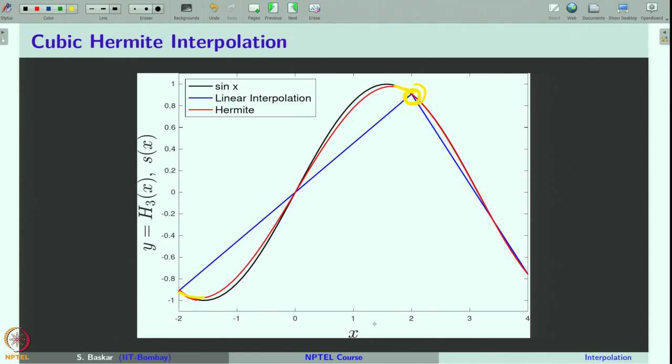And similarly, the second piece, that is h3,2, is again coinciding with the slope of the sine function at the point x equal to 2, and that makes the piecewise cubic Hermite interpolation to be at least C1 at the point x equal to 2, that is the interior node point, whereas as I told, the piecewise linear interpolation has a sharp edge here, right? So that is the main advantage of the Hermite interpolation. When we go to construct piecewise Hermite interpolation, we will gain one order of smoothness at the interior nodes, whereas this is not the case with the piecewise interpolation coming from the Lagrange's or Newton's form of interpolation.